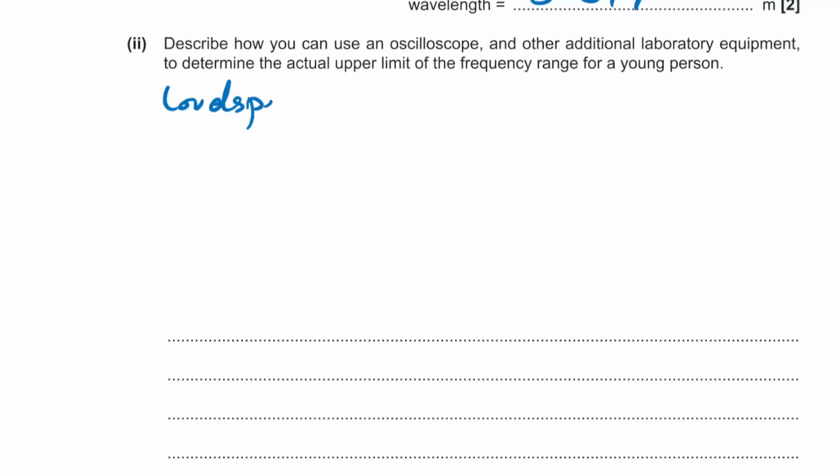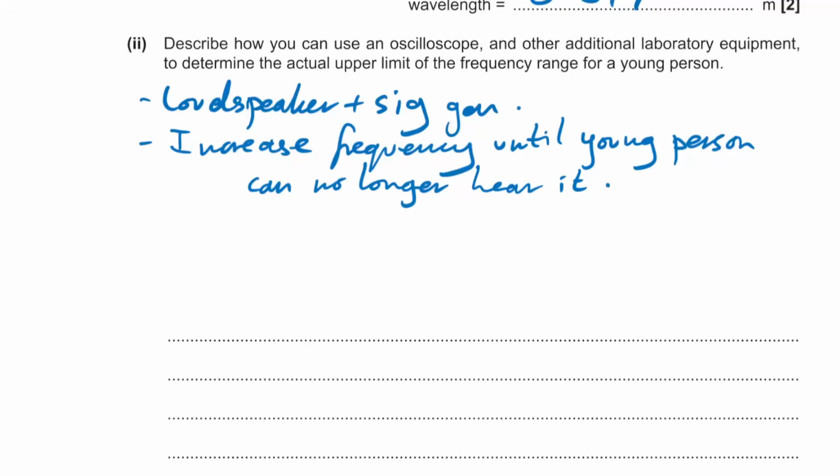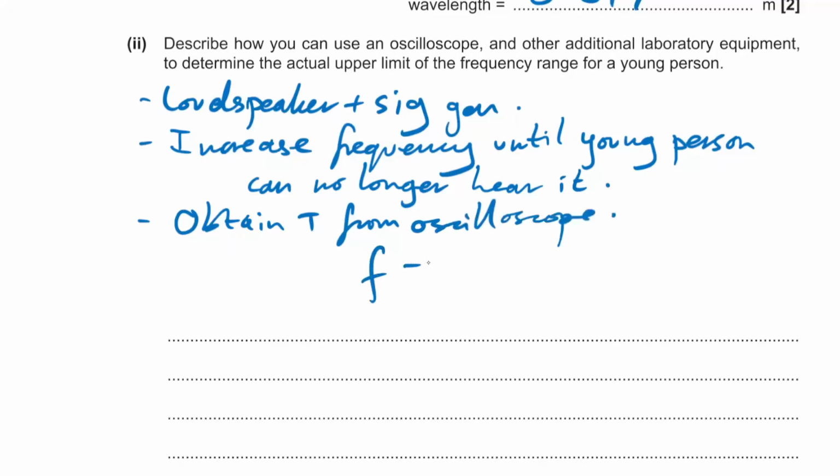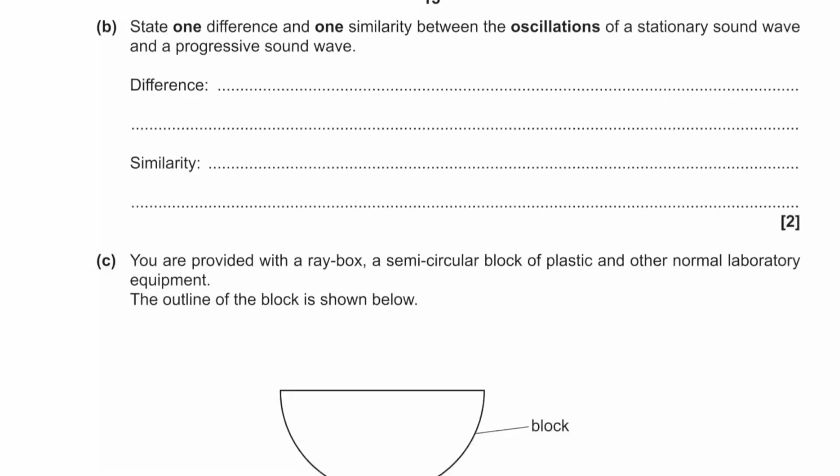You get a speaker and a signal generator, which I'll call a sig-gen. Increase the frequency until the young person can no longer hear. Then obtain the time period T from the oscilloscope. f is equal to 1 over T.